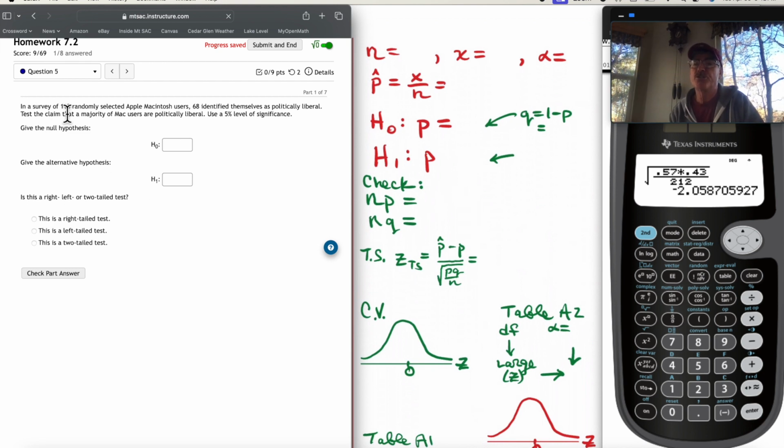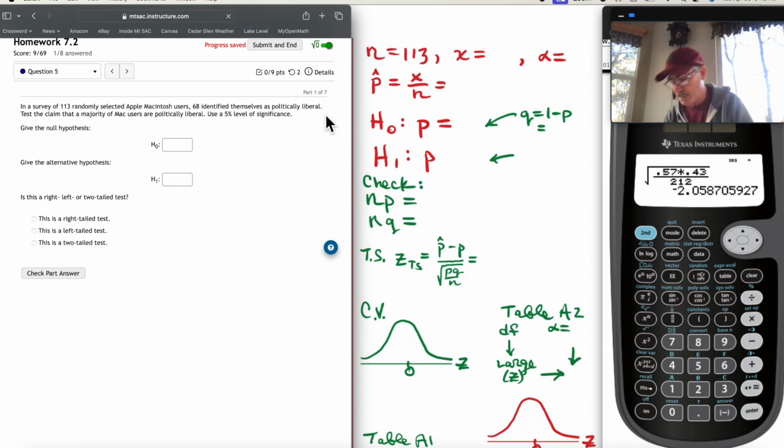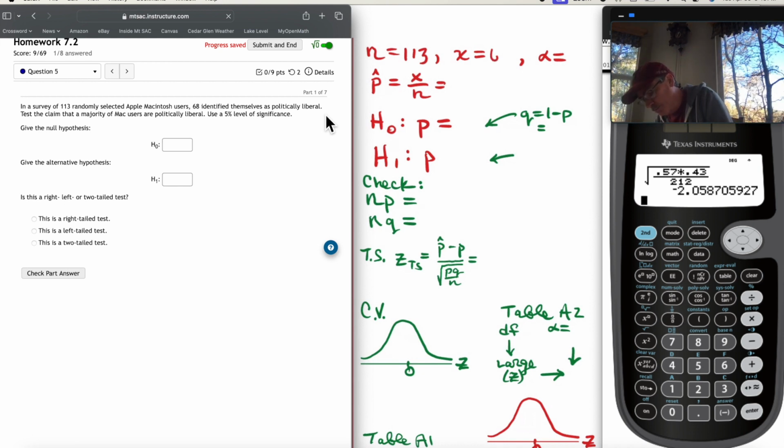Okay, so it says in a survey of 113 randomly selected Apple Macintosh users, 68 identified themselves as politically liberal. So let me record this. The N here is 113, and of them 68 considered themselves liberal.